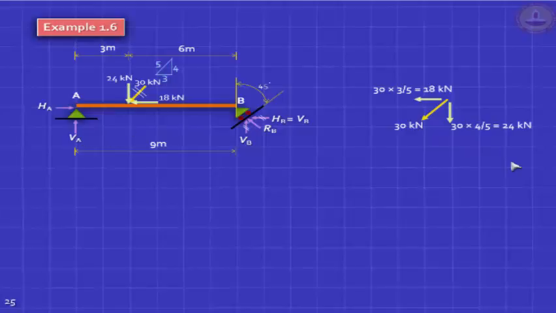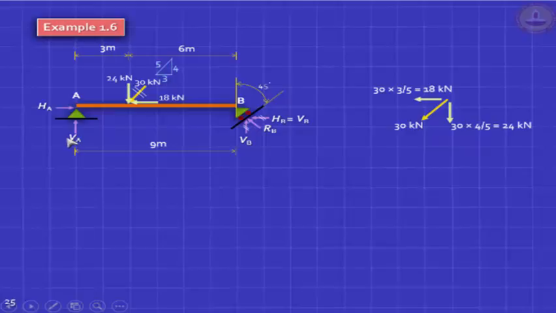Firstly, this horizontal reaction 18 is going to be shared by HA and HB in some proportion. Okay, don't worry about it. This is not going to affect your vertical reaction. This vertical 24 kilonewton, how much of it will go to A and how much will go to VB? Can you tell me? How much of this 24 kilonewton will go to VA?